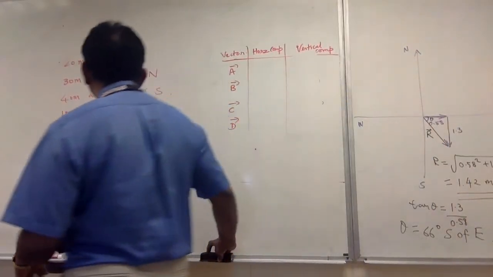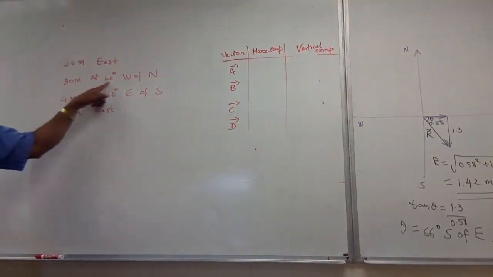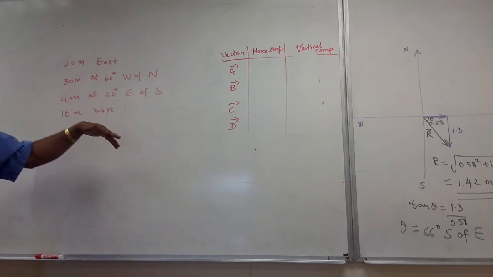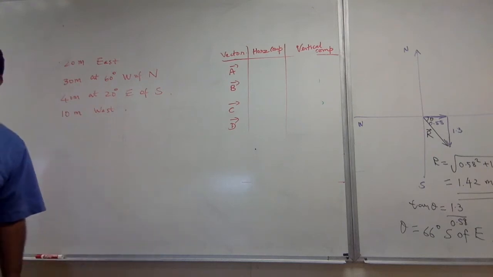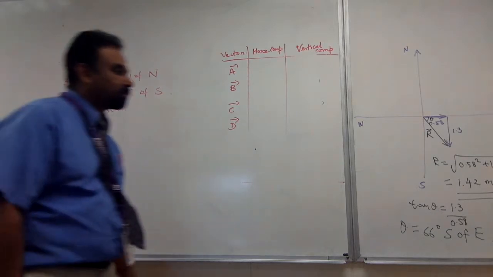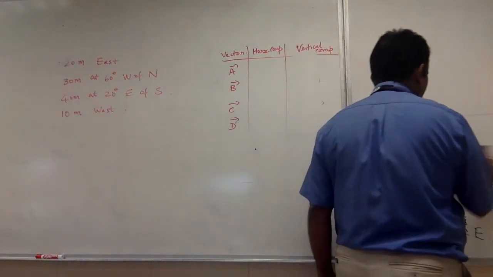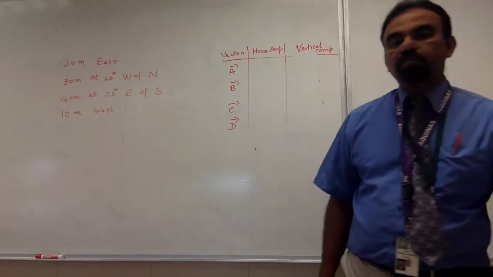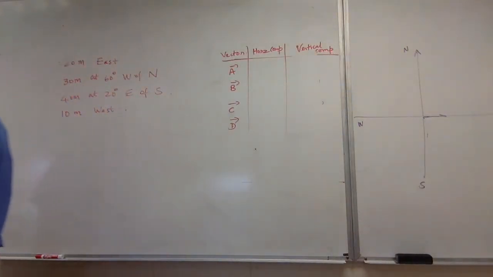Find the resultant of 20 meters east, 30 meters at 60 degrees west of north, 40 meters at 20 degrees east of south, 10 meters west. Proceed exactly the same way as I told you. First make a big diagram where you put all those things in, then make the table, and then go for the last one. Sometimes the angles will be given not with respect to north, south, east, west. You may be given horizontal, vertical, or some other references. Doesn't matter. Still you do the same thing.